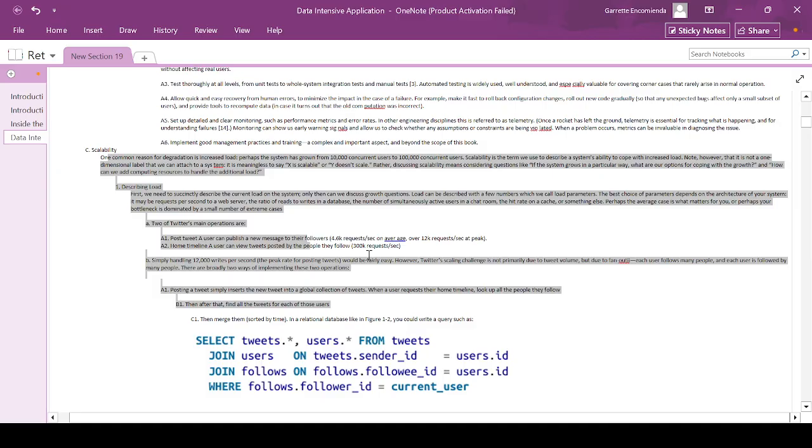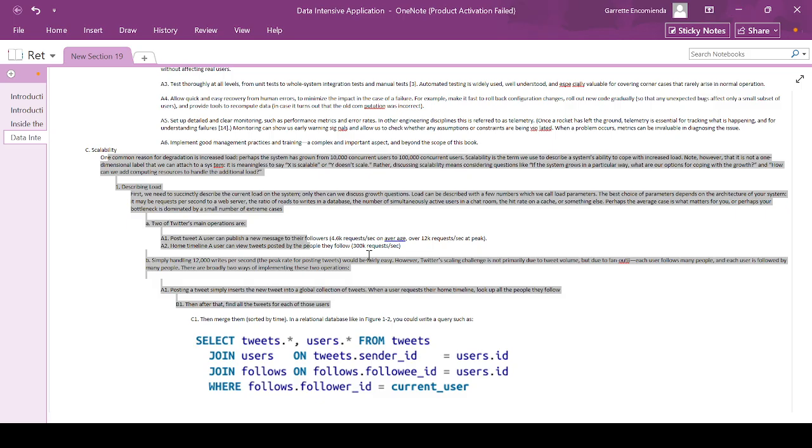Perhaps the system has grown from 10,000 concurrent users to 100,000 concurrent users. Scalability is the term we use to describe a system's ability to cope with increased load. Note, however, that it is not a one-dimensional label that we can attach to a system. It is meaningless to say X is scalable or Y doesn't scale. Rather, discussing scalability means considering questions like, if the system grows in a particular way, what are our options for coping with the growth, and how can we add computing resources to handle the additional load?